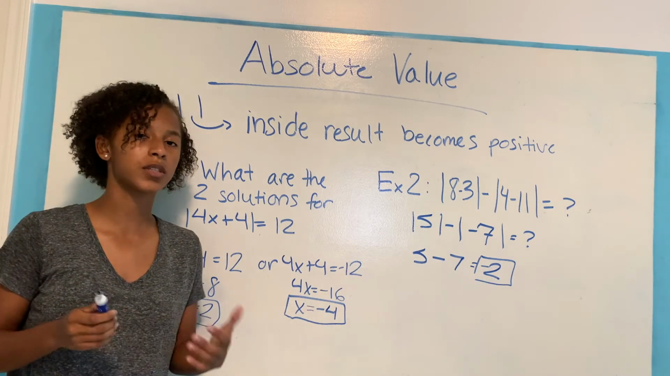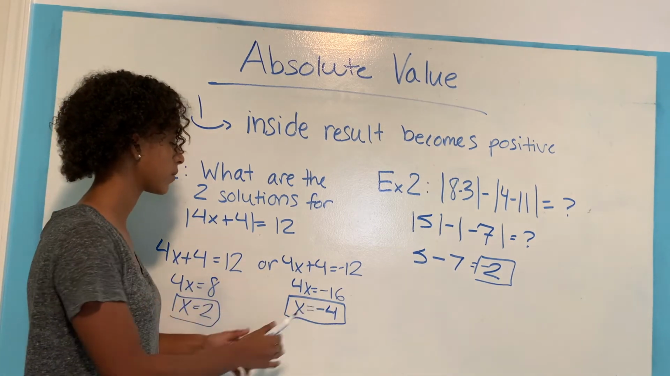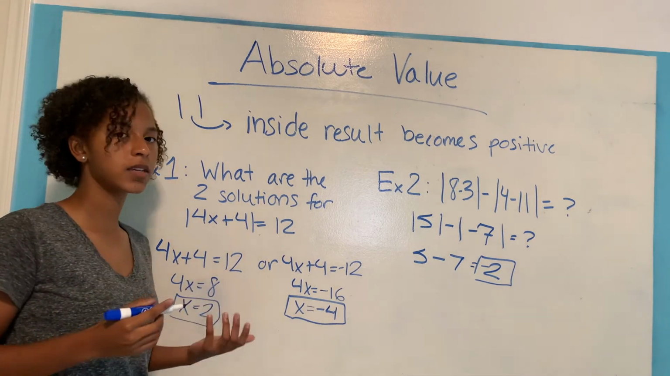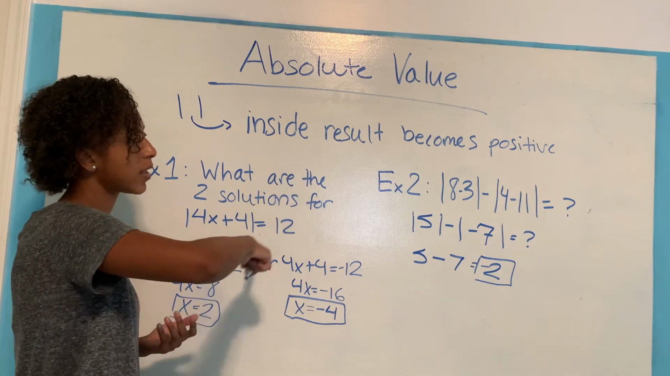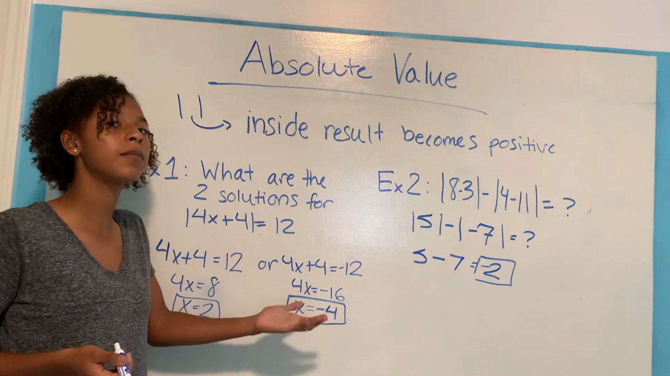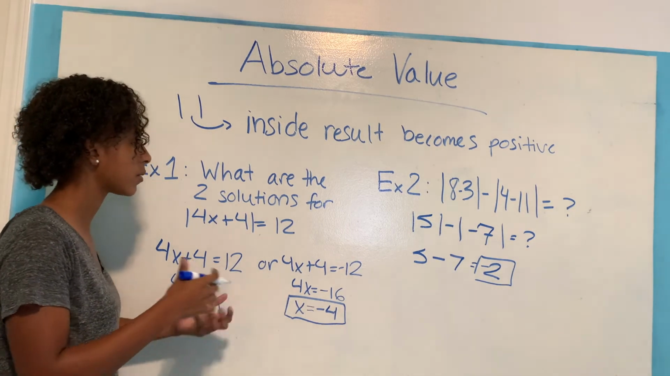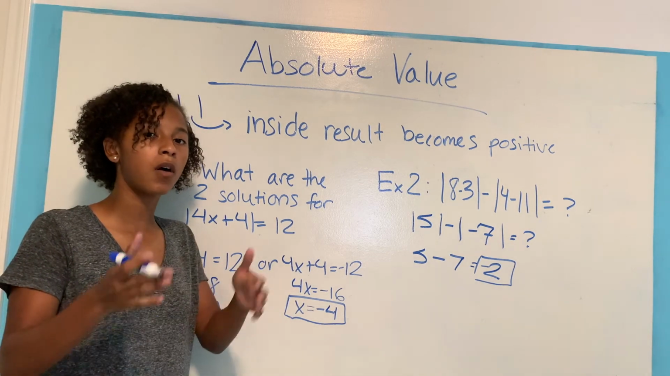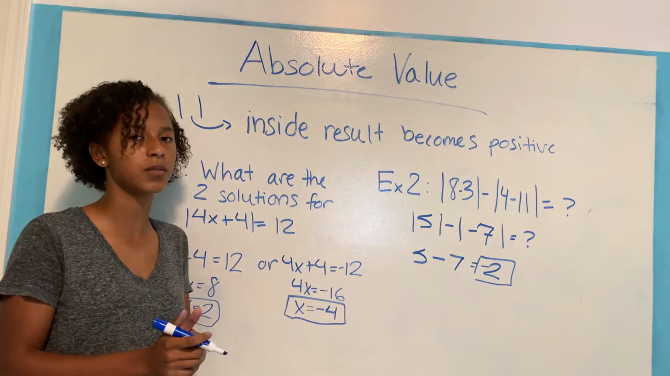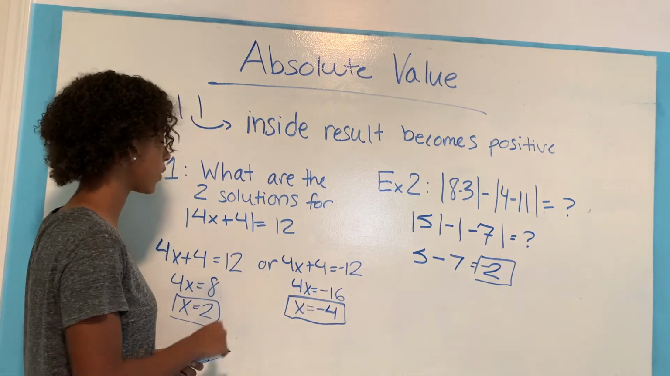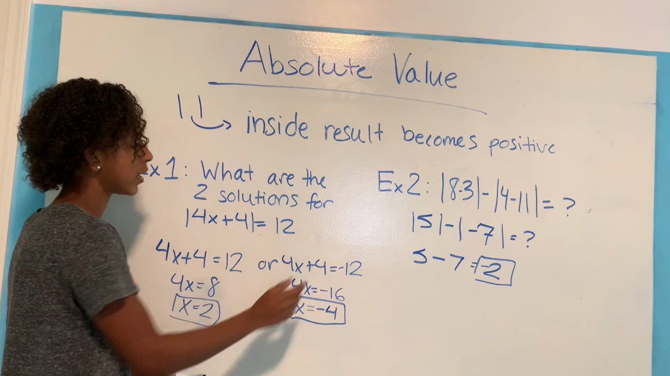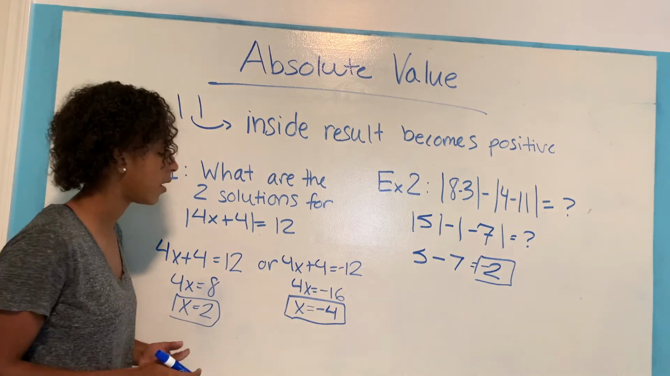In case you didn't understand why I solved it twice, remember, what we're solving for in here is our inside result, and we have to make sure that the inside result always becomes positive. But before you simplify it, it can be negative. Before you really think about the absolute value bars, it can be negative. All the absolute value bars do is take that final result that you have and make it positive if it needs to be. So you know that 4x plus 4 can equal just 12, or it can also equal negative 12. So that's how you do that.